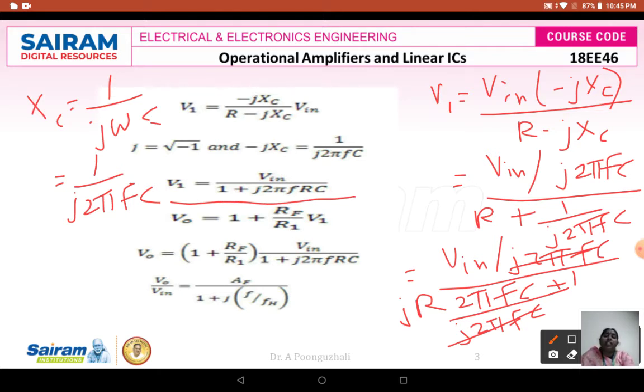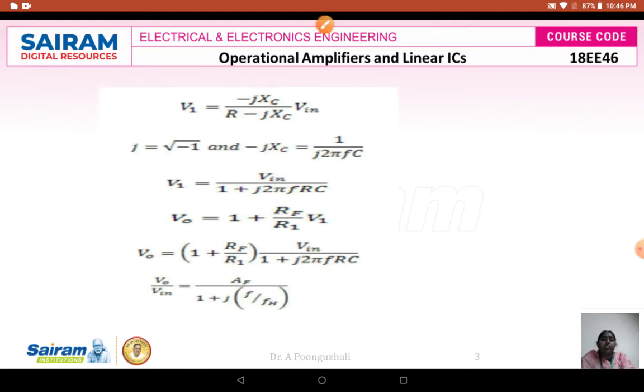So we had seen that V0 is equivalent to 1 plus Rf by R1 into V1. So what is V1? So I can write V0 is equivalent to 1 plus Rf by R1 into V1. What is V1? V1 is nothing but Vin by 1 plus j into 2 pi F RC. So that I am going to write it here.